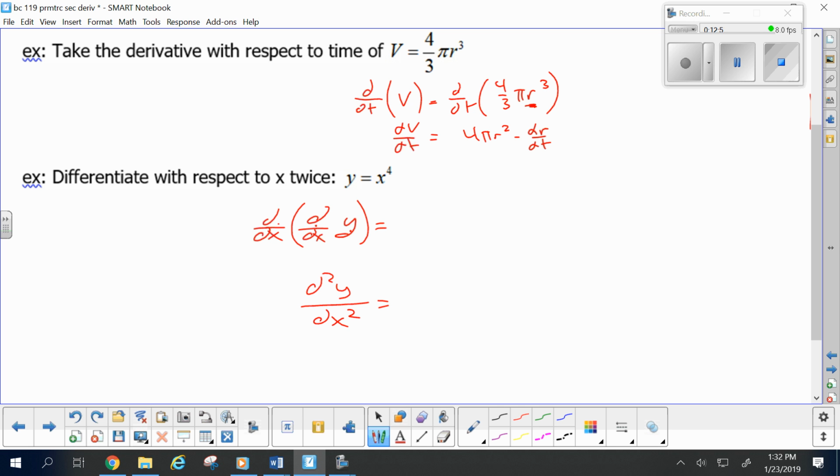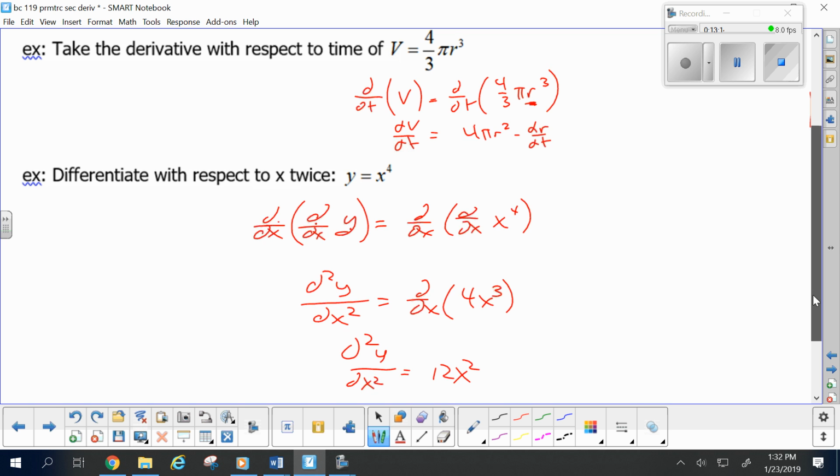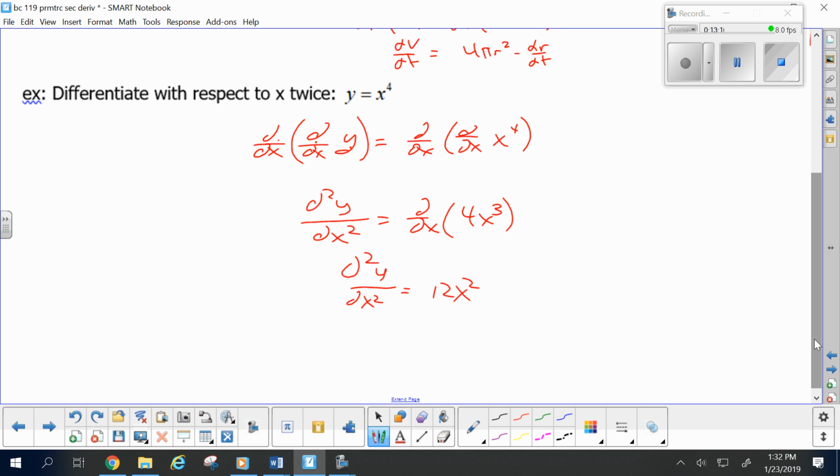What about the other side? Well, it's the derivative with respect to x of x to the 4th. The first derivative is 4x cubed, and therefore the second derivative, when I take the derivative of that, is 12x squared, and because it's with respect to x, there's no dx. You with me? Okay, good. I'm assuming you're great.